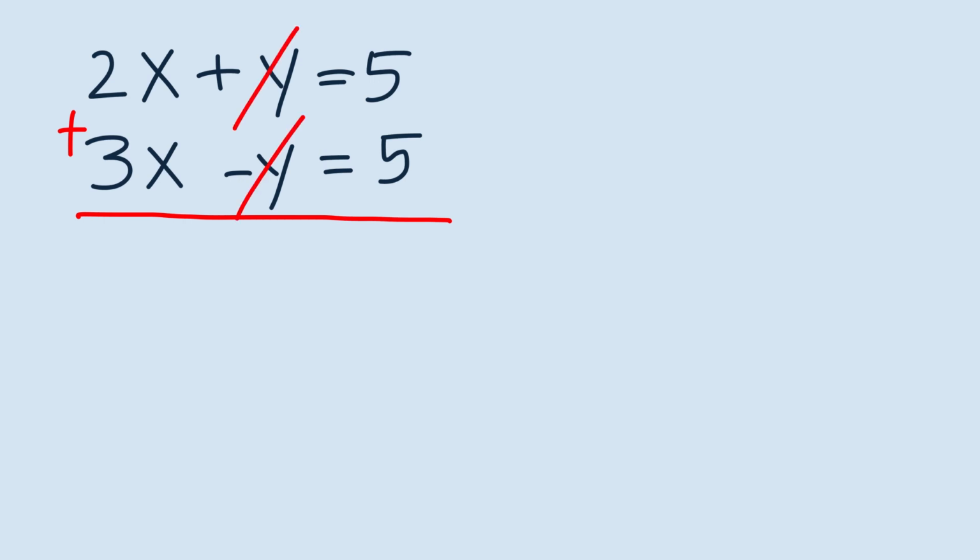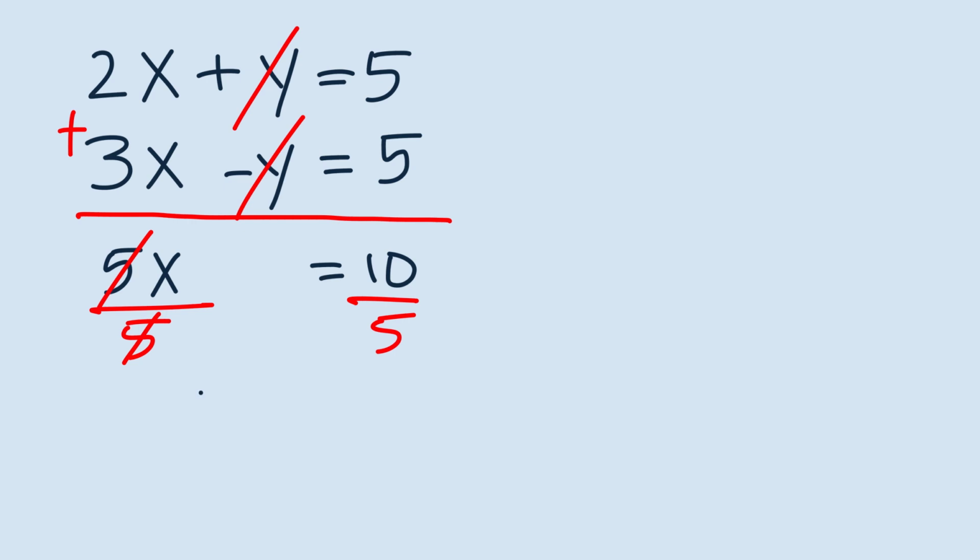So we will be left with 2x plus 3x. 2x plus 3x is simply 5x, equal to... Now I have to add these two numbers, 5 and 5, which equals 10. Now I have to divide both sides by 5. These will cancel out, leaving x, so x equals 2.